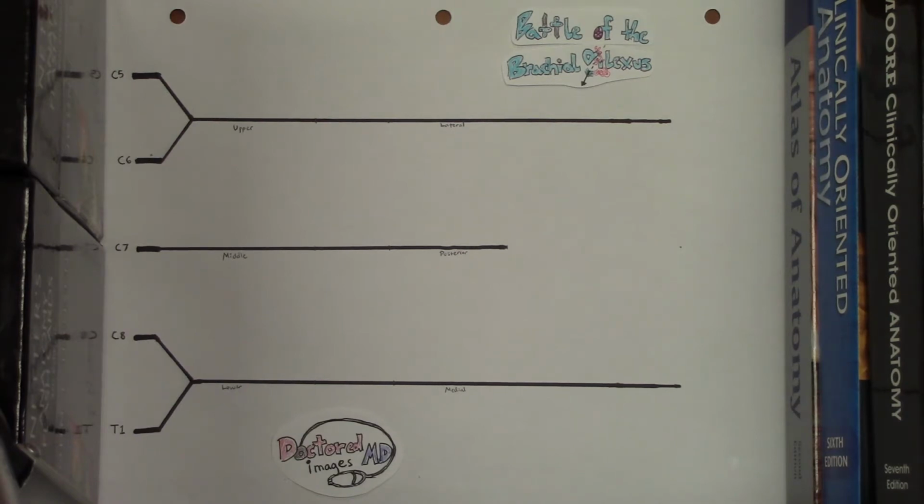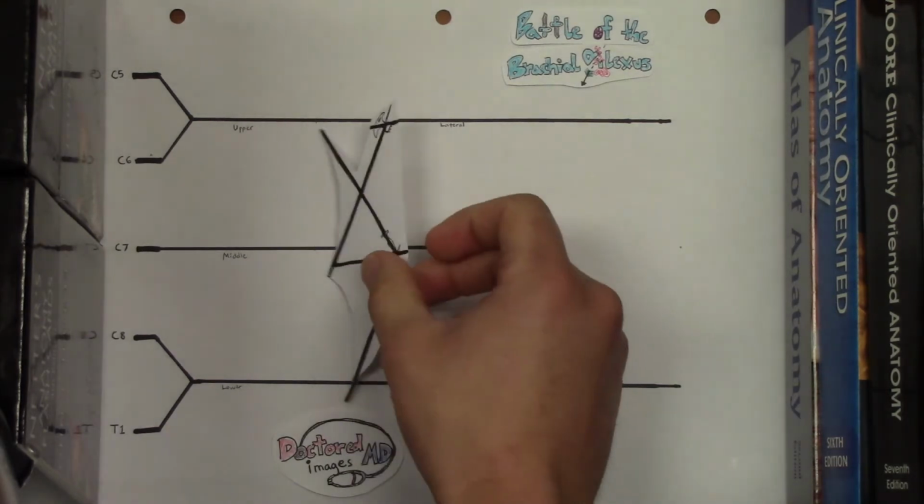The plexus is laid out as we see in this drawing, with C5 and 6 connecting, C7 remaining alone, and C8 and T1 connecting. C5 and 6 form the upper trunk, C7 forms the middle trunk, and C8 and T1 form the lower trunk. Next come the divisions, which I will add on here.